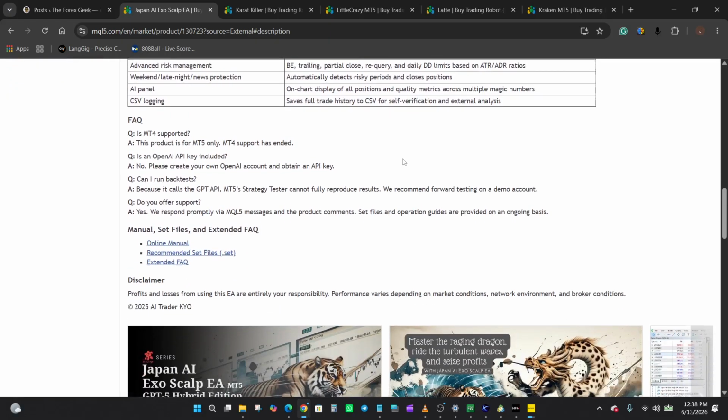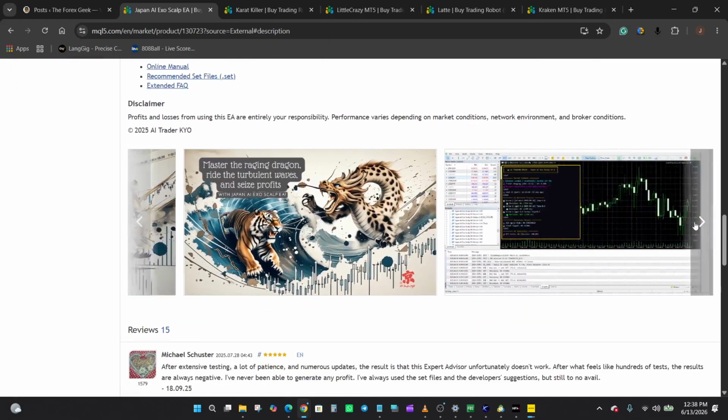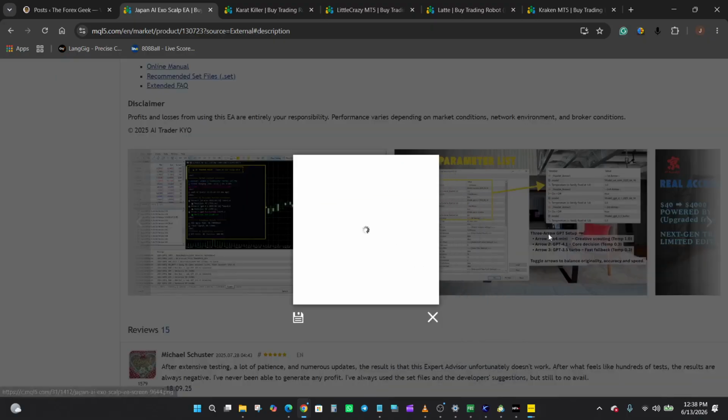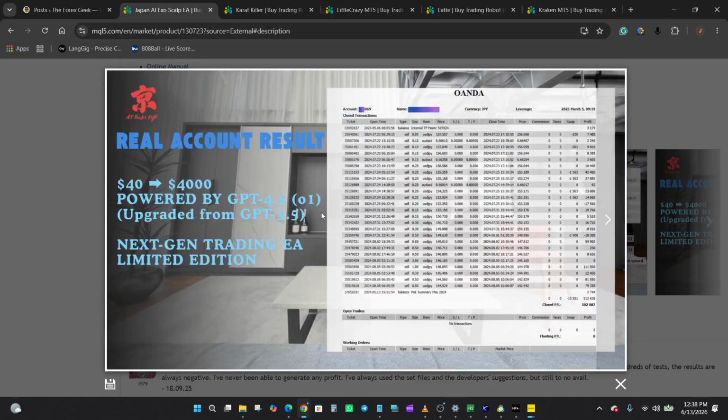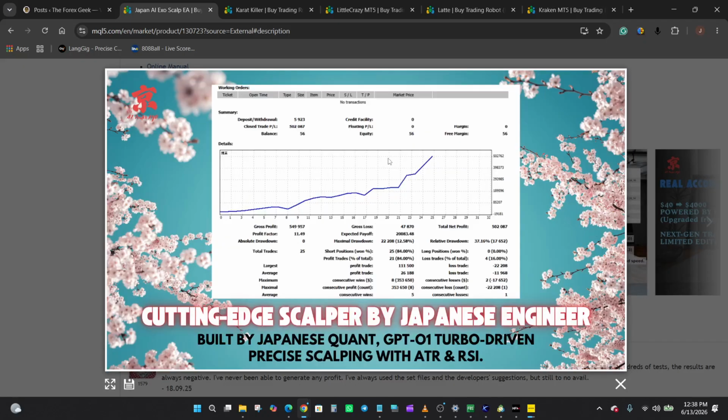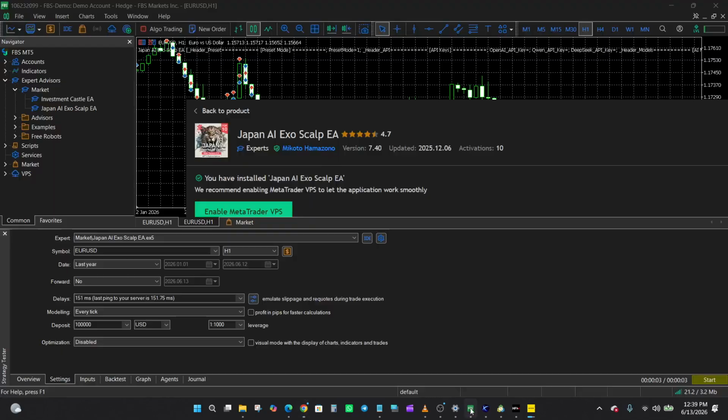So let's just briefly look at what we have provided here, and we head over to our strategy tester so we can still do some backtesting, even though forward testing is best recommended. All right, so here we can see deposit 5,923. The profit made was over $502,000. Okay, so this looks pretty interesting. But let's head over to our strategy tester right away.